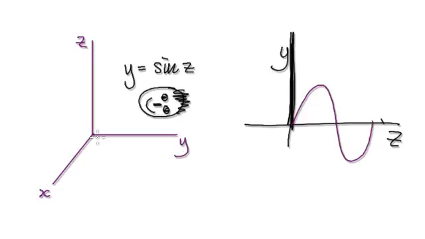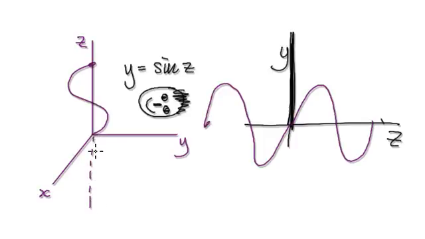So it will look like this. And then now extend it in the negative direction. Extend it into the negative direction, it will look something like this. Okay, and now we need to drag it in the X direction.